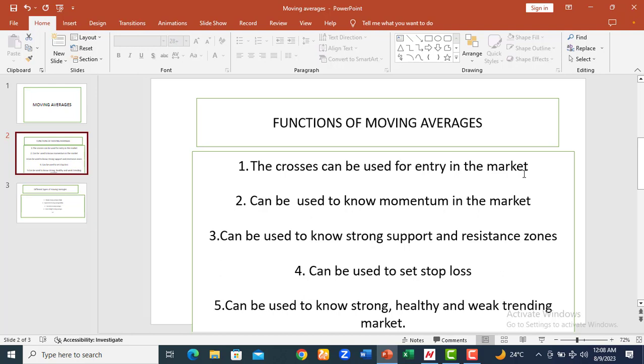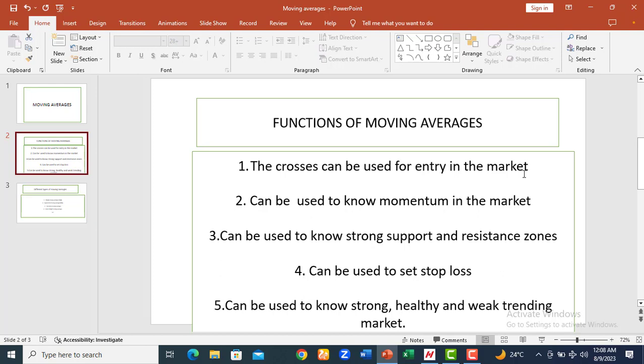But this particular strategy is not sustainable at all. I do not advise it, but I'm still going to show you if you really want to use it. Now, there are many ways to use moving average.